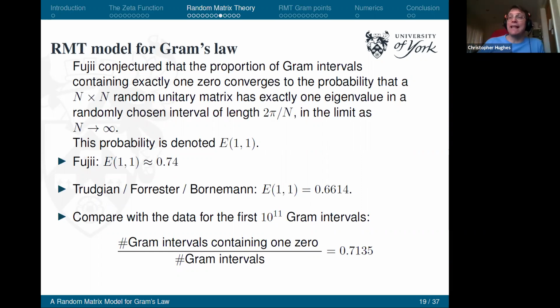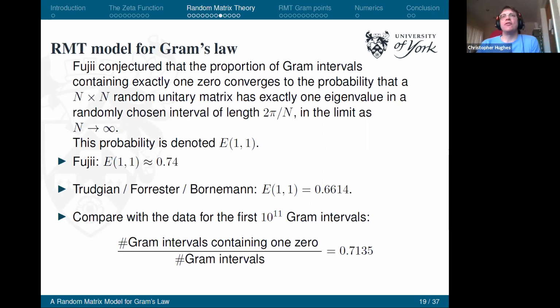So you can actually calculate that. Now, if you compare that with data, if we looked at the first 100 billion Gram intervals, the statistics there should be roughly 0.7135. So, in the right ballpark.